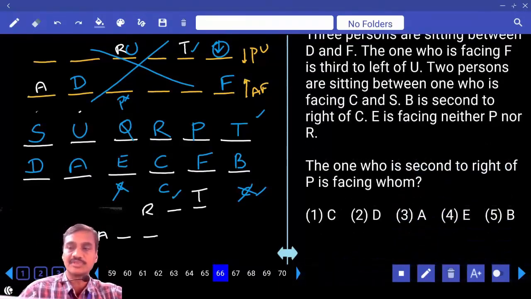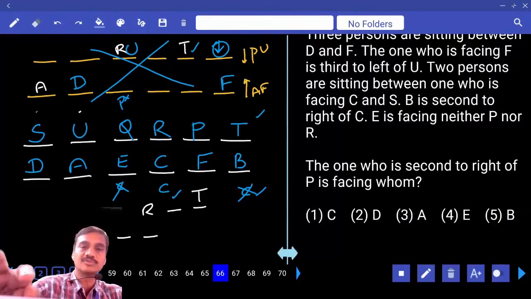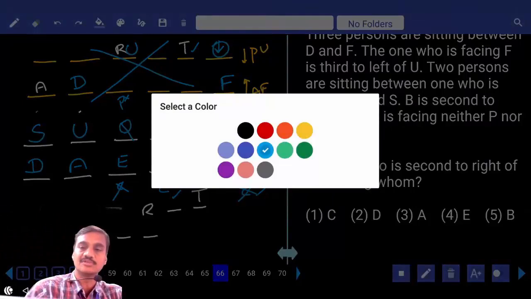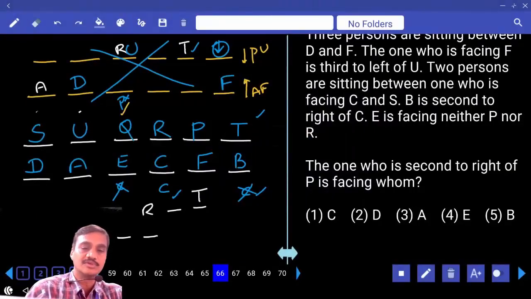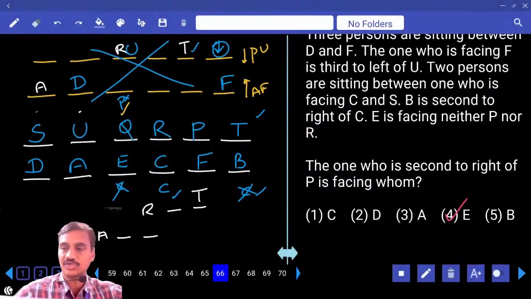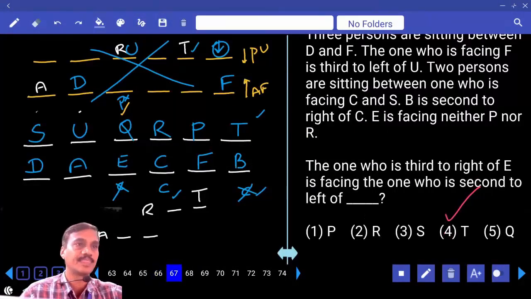And according to this one, the one who is facing second to the right of P. Now second to the right of P, tell me who is that person second to the right of P? Q. Now this Q is facing E. Choice 2 for question number 66.